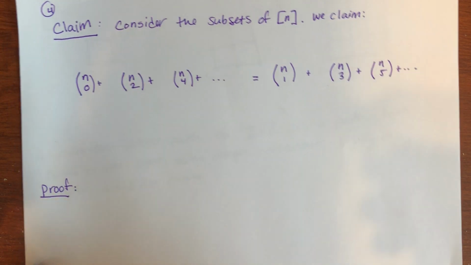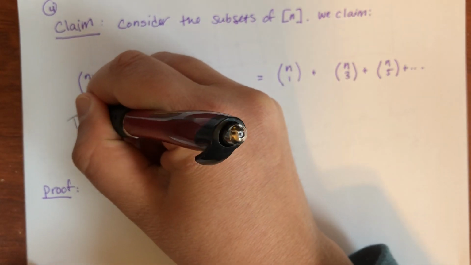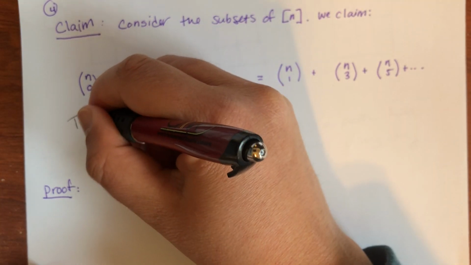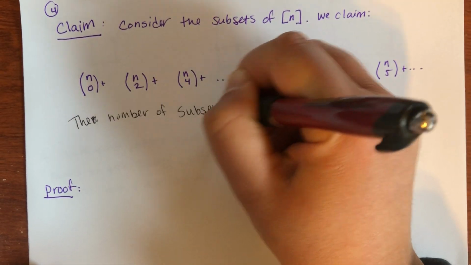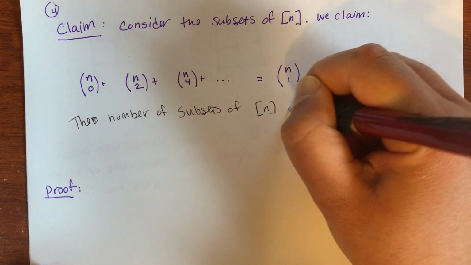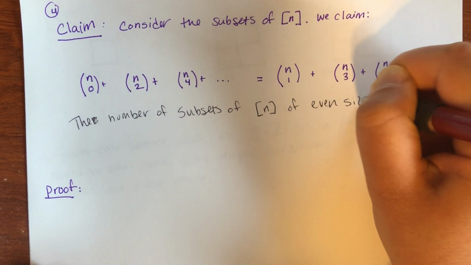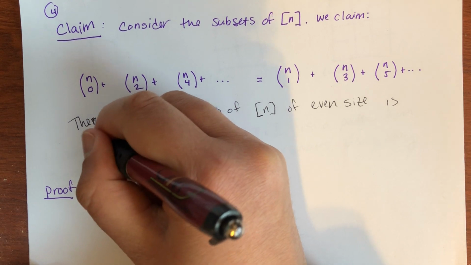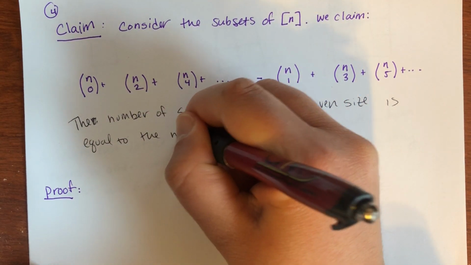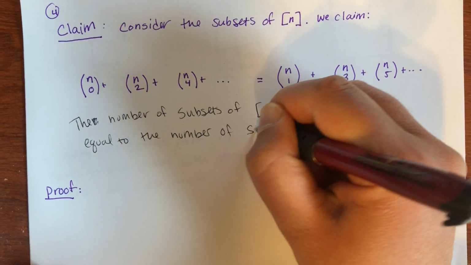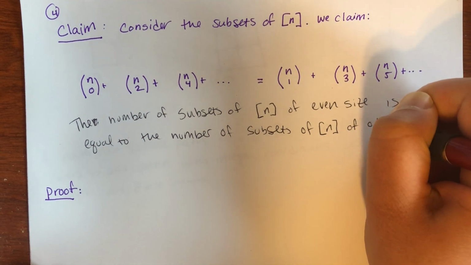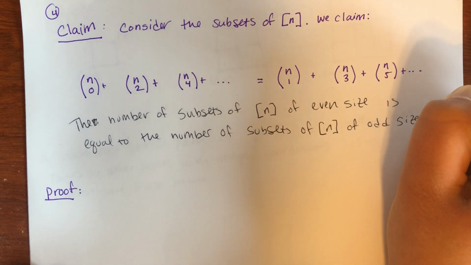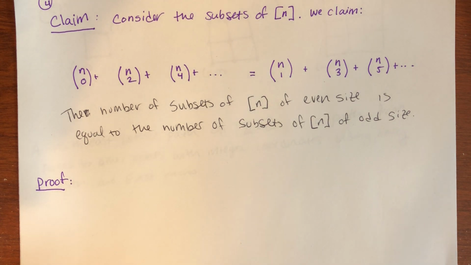And so what this is really saying is that the number of subsets of bracket n of even size or even cardinality is equal to the number of subsets of bracket n of odd cardinality or odd size. That's what we found in that 6 case, and it's what we're trying to prove in general.